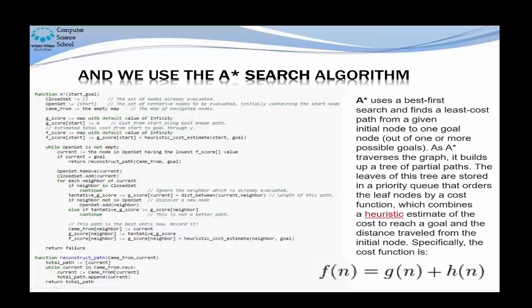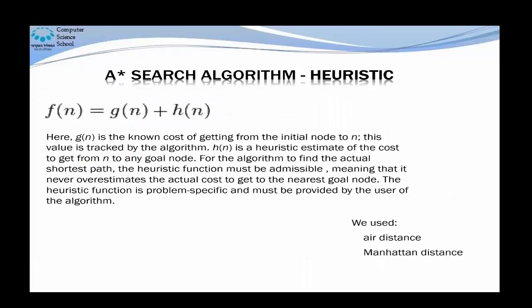The A-star algorithm is widely used in pathfinding and graph traversal, the process of plotting an efficiently traversable path between multiple points called nodes, noted for its performance and accuracy. And also we chose two different methods and two different heuristics to use with the A-star. The first one is Manhattan distance, and the second one is the air distance.